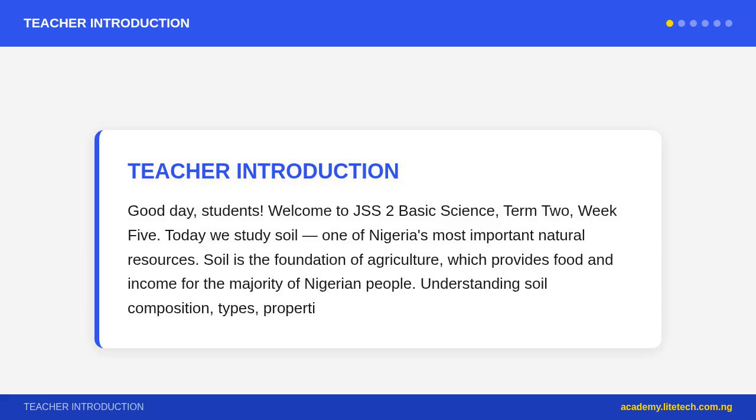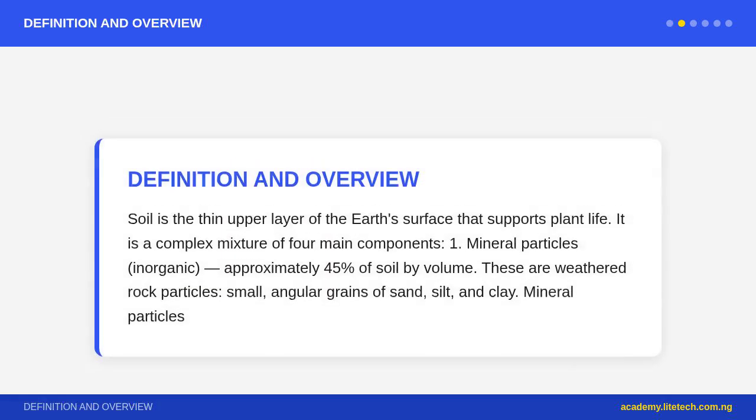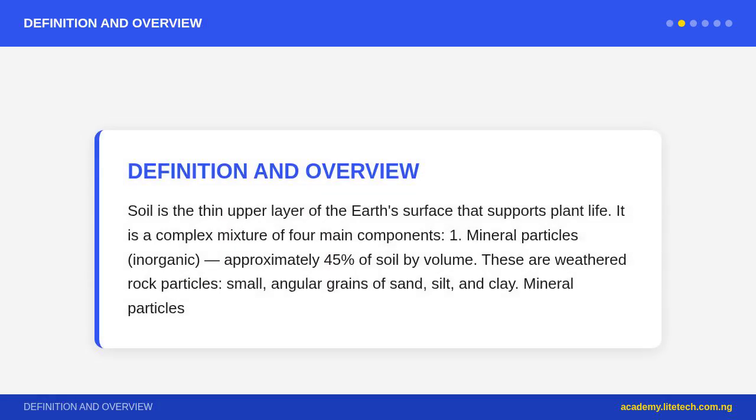2. Organic matter, humus, approximately 5%. Humus is the dark, nutrient-rich material formed by the decomposition of dead plant and animal matter by bacteria and fungi. It improves soil fertility and water retention. 3. Water, soil water, approximately 25%. Soil water fills the spaces between particles. It dissolves mineral salts, making them available to plant roots. 4. Air, soil air, approximately 25%. Air fills the pore spaces not occupied by water, provides oxygen for roots and soil organisms.